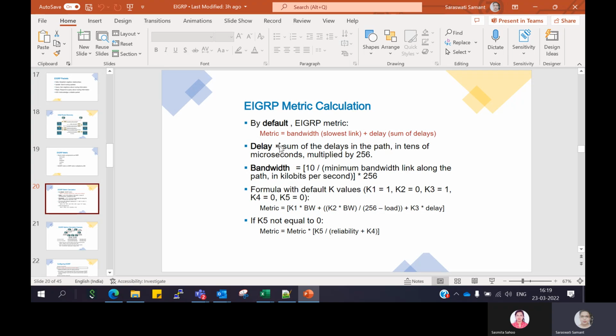Now you need to mark this part. The metric will consider the bandwidth of the slowest link plus the sum of delays. How are you going to calculate the bandwidth? 10 divided by the minimum bandwidth link along the path, into 256.